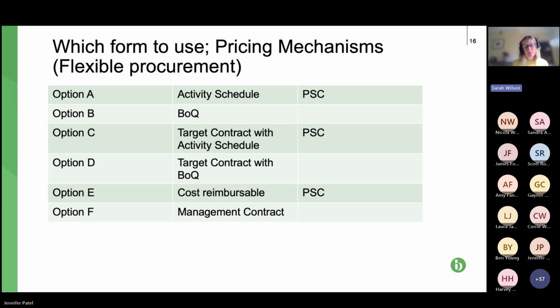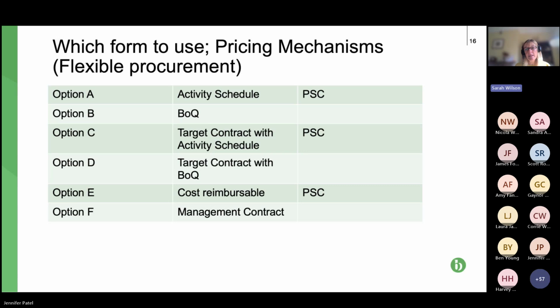So then if we look at options A to E, A is one end of the spectrum, E is the other end of the spectrum. So A is basically a fixed price contract, E is cost reimbursable. All the others are sort of a hybrid in the middle of it. So your option B is a fixed price with a bill of quantities. So it basically is a fixed price, but with some wriggle room to adjust that fixed price if the bill of quantities on remeasurement needs to be adjusted.